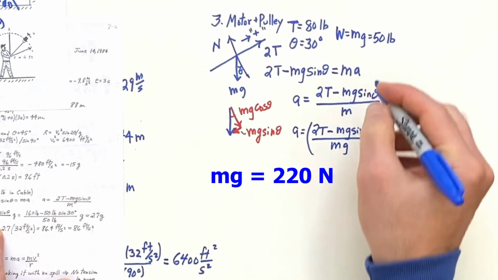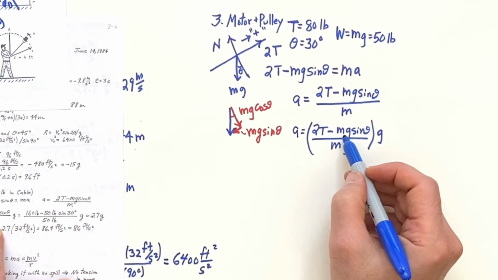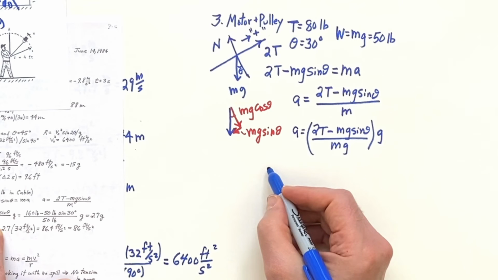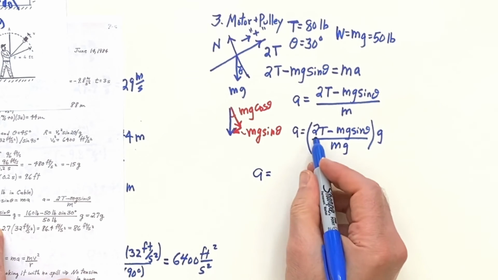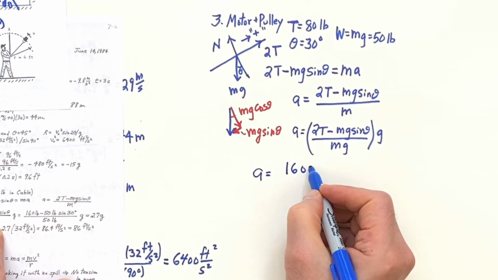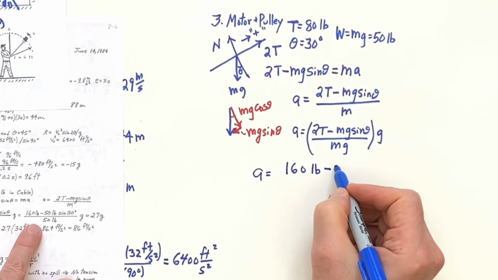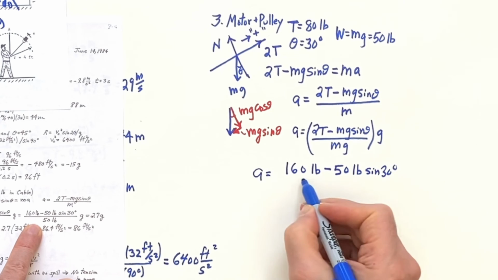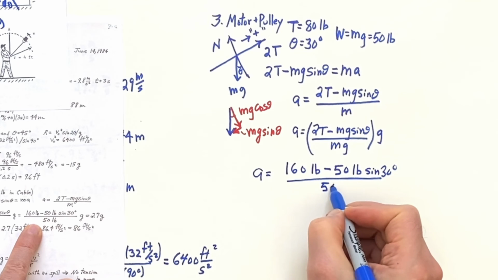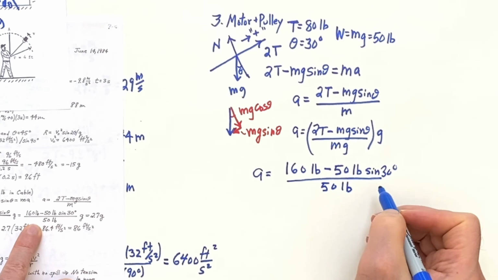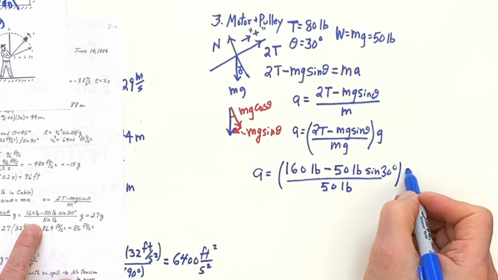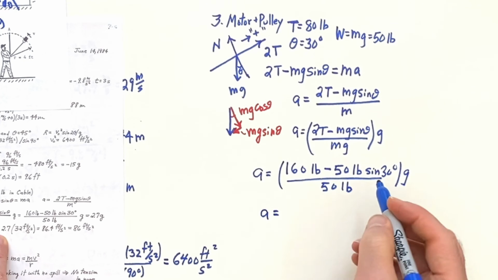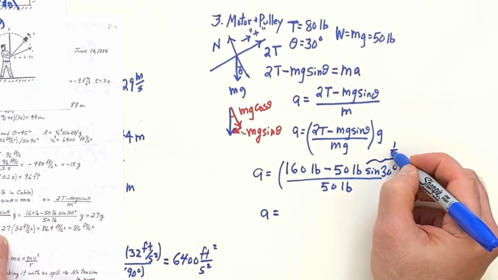is 50 pounds. So we know the mg is 50. We know the T is 80. So it's just easy for me now. I get the benefit of going faster now. So I have here 160 pounds minus 50 pounds times the sine of 30 over 50 pounds. And this is going to be, times g. So a is, now the sine of 30 is easy, that's a half.